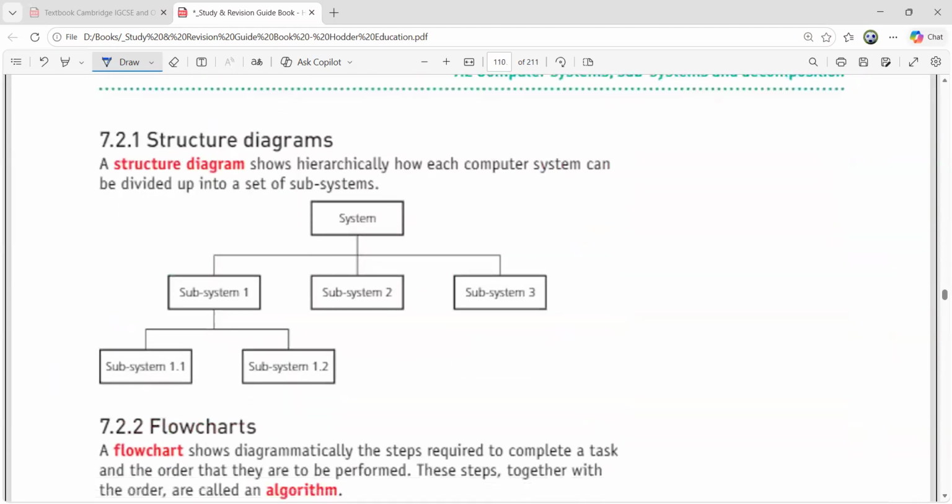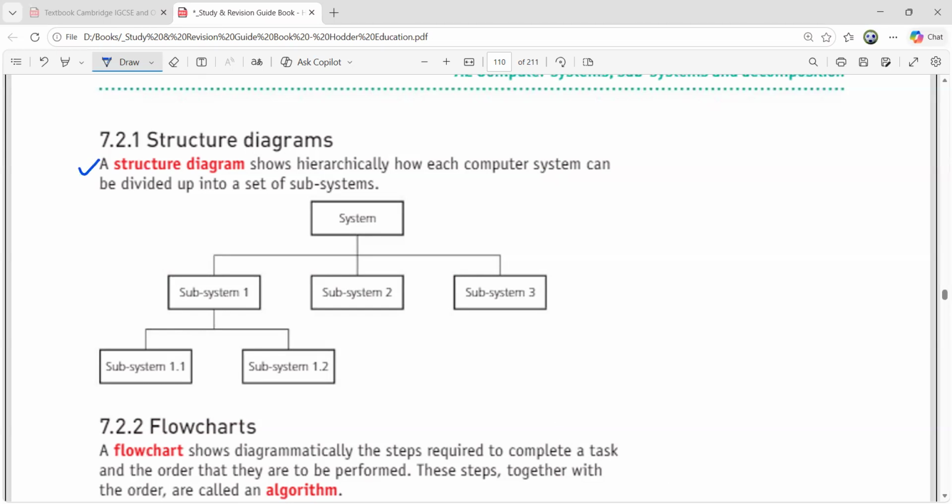structure diagram. A structure diagram is going to show the hierarchy of how the computer system is divided into a set of subsystems. You can see here system 1, system 2, system 3, and then they are further classified into subsystems 1.1 and 1.2. And that's perfectly okay. You may not have any other subsystem for 2 or 3. That is a very small description. And again, you need to know the definition because that can again come in your paper.